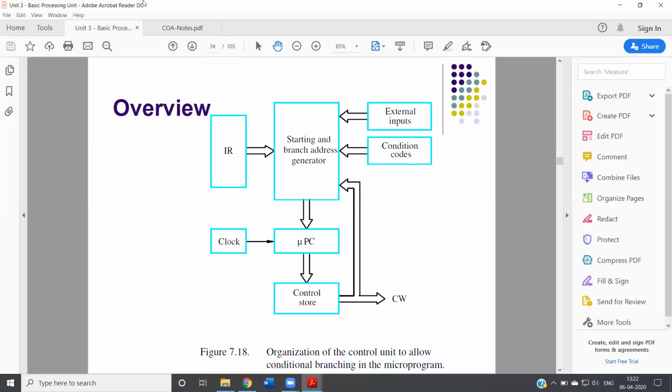This is the broader view, where you can see the starting address and branch address. If you have a branch instruction over here, it may be controlled by external inputs or condition codes. The same way it is generated. However, if the branch instruction points to some other location, the change of the branch address may be given again to the starting branch address generator so that it can start executing from other locations.